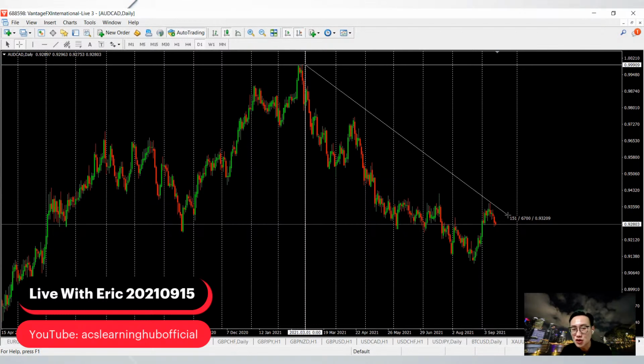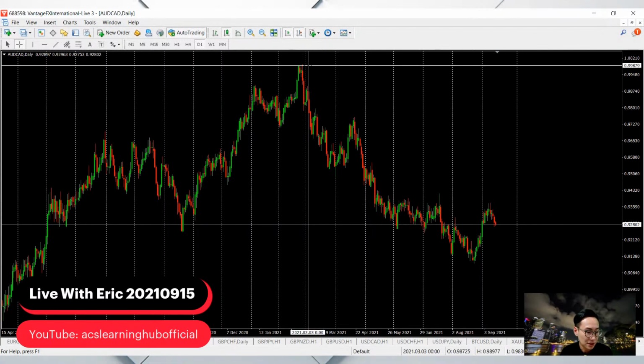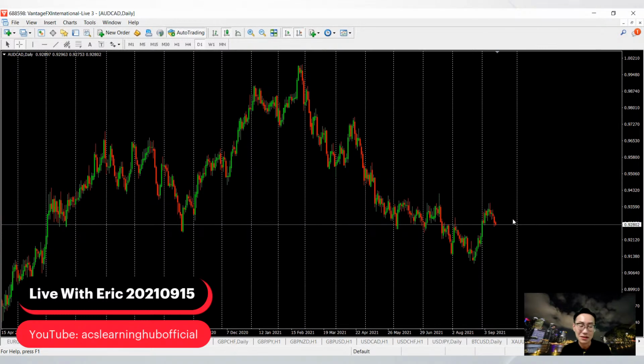Okay, so put it this way, what you just need to do is start from the highest point here and draw it downwards. This is the downtrend. That's it. This is the fundamental, very simple, easy, level 1 understanding of the direction.